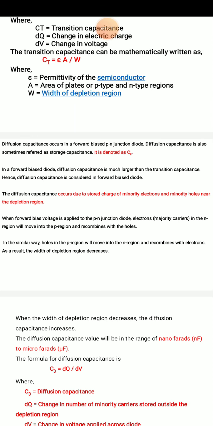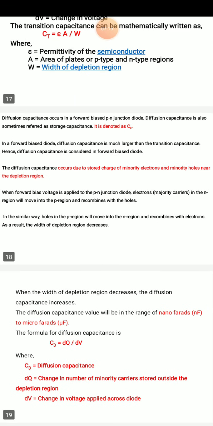The diffusion capacitance occurs due to the stored charge of minority electrons and minority holes near the depletion region. How does the diffusion capacitance occur? It is because of the stored charge of minority electrons and minority holes near the depletion region. Only these make the diffusion capacitance.